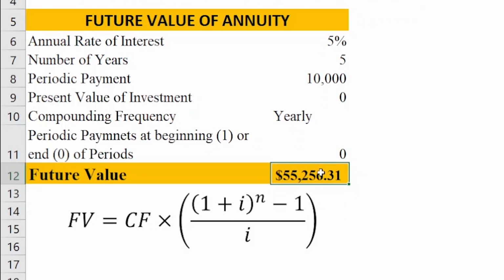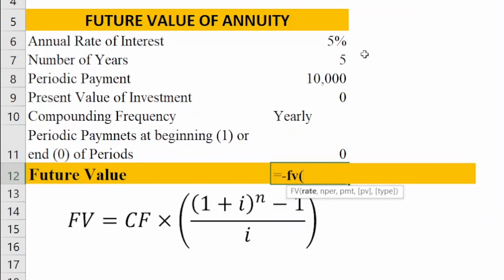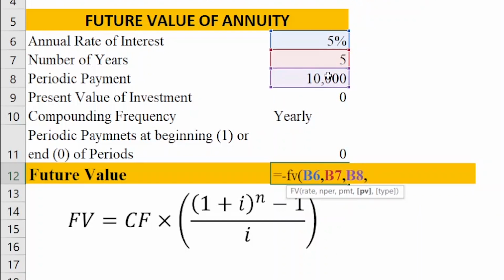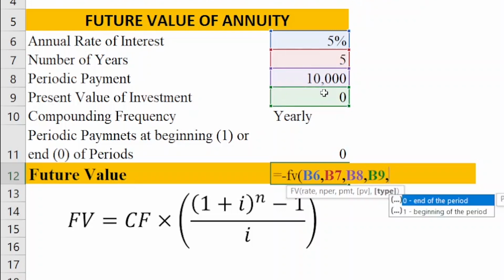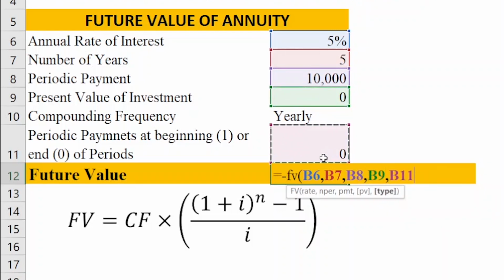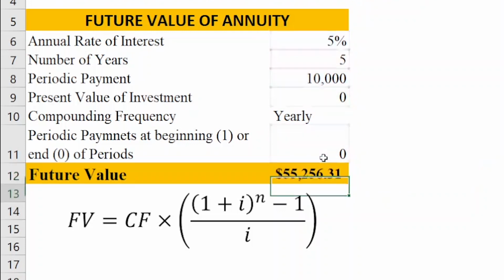Instead of applying this formula, we can use the Microsoft Excel function to compute the future value of this annuity. To do so, equal to minus FV, start the parenthesis, rate 5%, NPER 5, comma, payments are 10,000, comma, present value is 0, comma, and 0 as the payments are made at the end of the year, close the parenthesis, press enter. So the future value is computed. If payments are made at the beginning of the year, we will just change this 0 to 1 and the future value of due annuity will be computed, that is 58,019.13.